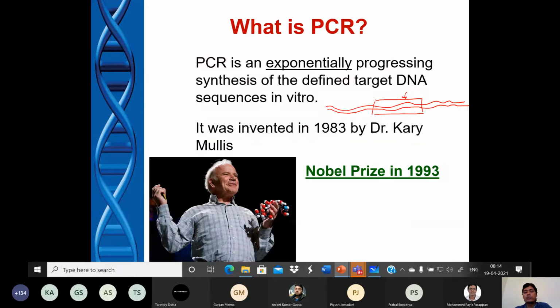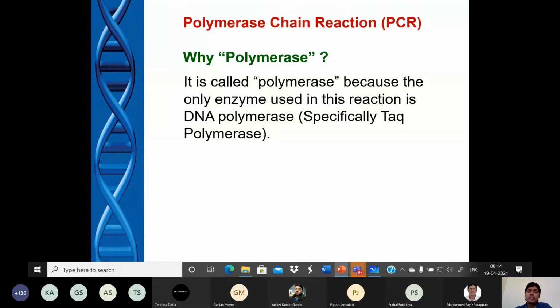If you see most of what you studied in physics and chemistry, most of them were discovered a long time back. But relatively, this is very new. So in 1983, Kary Mullis actually invented this procedure, and he got the Nobel Prize in 1993 because of its huge application in the biomedical field. Now, the first question here is why it is called polymerase chain reaction.